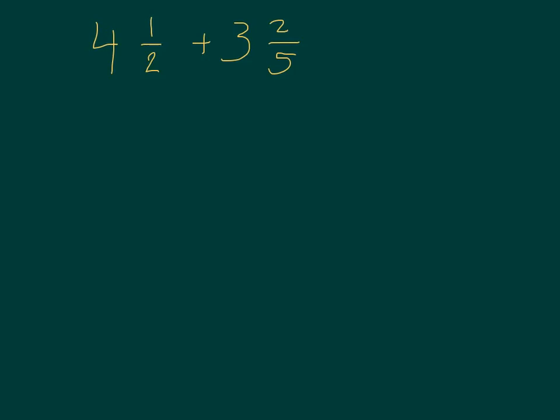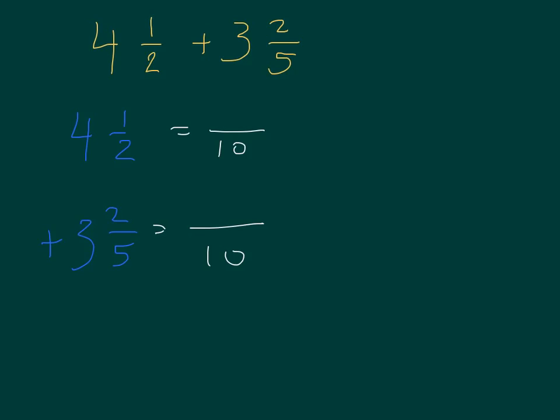I'm going to take the same thinking now, and instead I'm going to move to mixed numbers. So I have 4 1/2 plus 3 2/5. Again, I need a common denominator. So I think to myself, what can 2 and 5 both go into? And they both go into 10. So I have my common denominator, step 1.